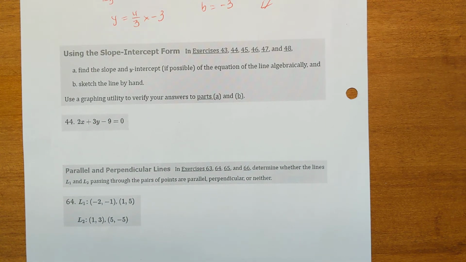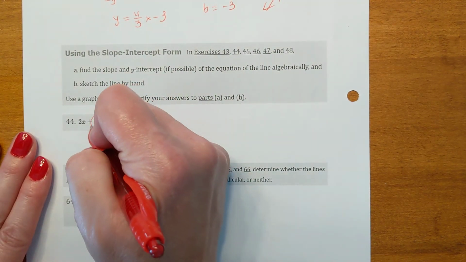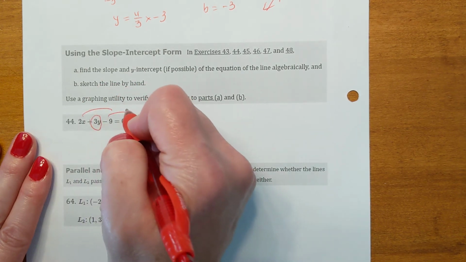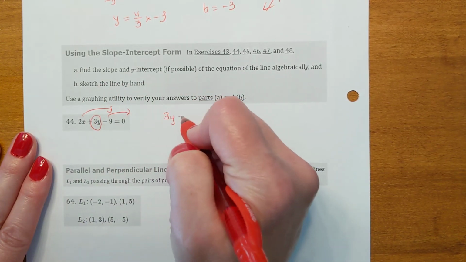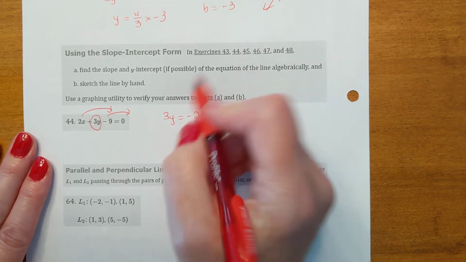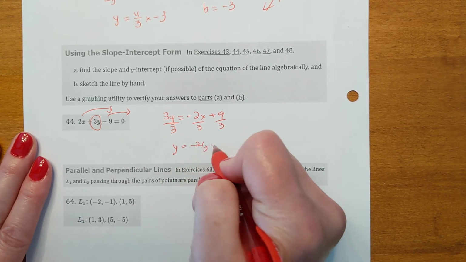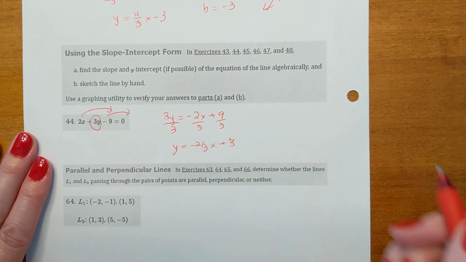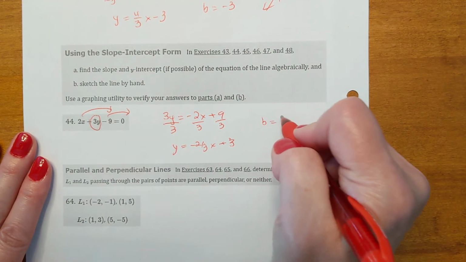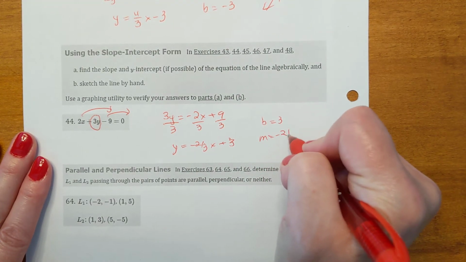Next up, using the slope-intercept form, find the slope and y-intercept if possible of the equation of the line algebraically, and sketch it by hand. So it's the same question again. If we want to find the slope and the y-intercept, we need to put in y equals mx plus b form. So I'm going to isolate that 3y, move the 2x over and the 9 over to the other side. So it makes 3y equals -2x plus 9. Divide everything by 3. So then y equals -2/3 x plus 3. So the y-intercept is 3, and the slope is -2/3.